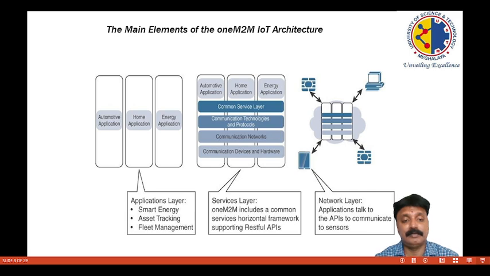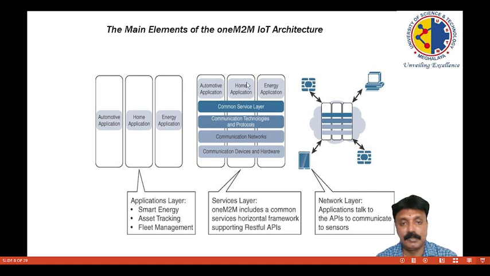We'll see the horizontal and vertical layers of the oneM2M IoT architecture. The main elements of the oneM2M IoT architecture: there are three layers in the oneM2M architecture. In this diagrammatic representation, at the network layer, the application talks to, this is the particular application in the smartphone. There are different applications available in different devices, and this application talks to the APIs, application programming interfaces, to communicate with the sensors. That is the network layer level. In the services layer, there is a horizontal layer as well as a vertical layer. This particular direction is talking about the service layer.